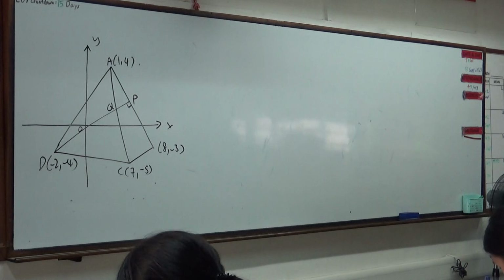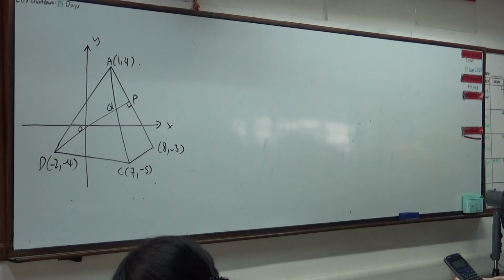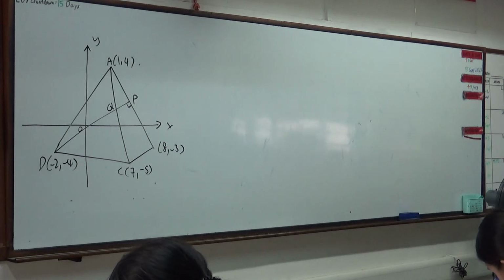Okay? All the four vertices are given. Very good. The point P lies on the line AB such that DP is perpendicular to AB. The line DP and AC cut at Q. Find the equation of what? AC. I think no problem, right?